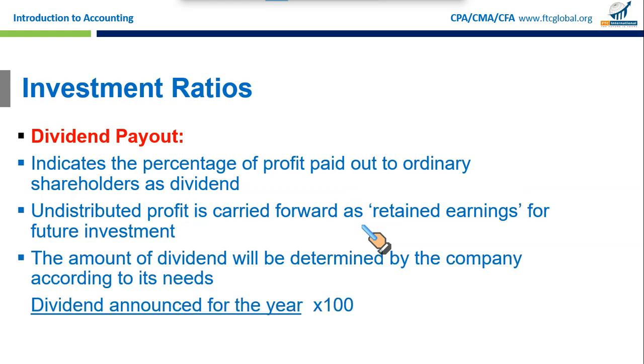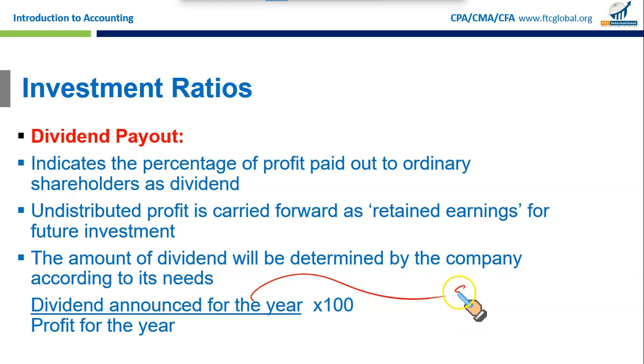So here we go. This is the formula we use to calculate the dividend payout: dividend announced for the year, including any interim dividend declared and paid during the period, over profit for the year. Let's say in our example it was $20 total, and profit for the year is 100, for simplicity. So dividend payout is 20%.